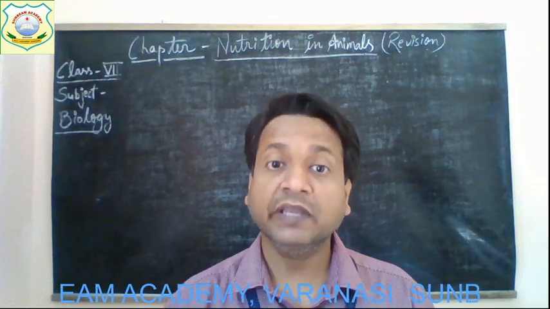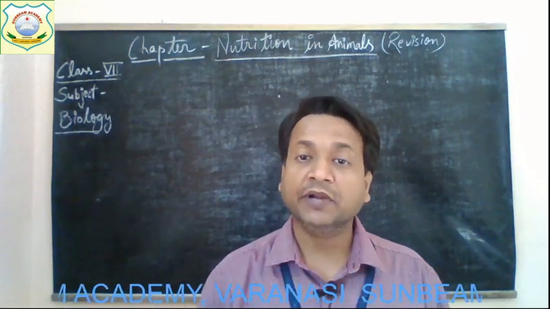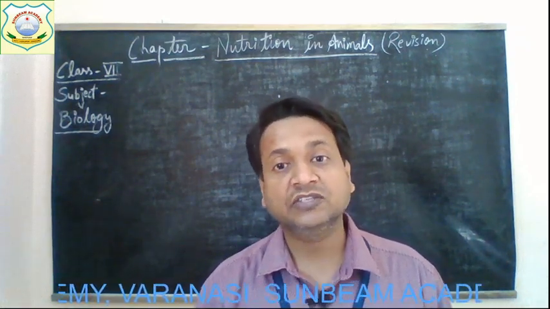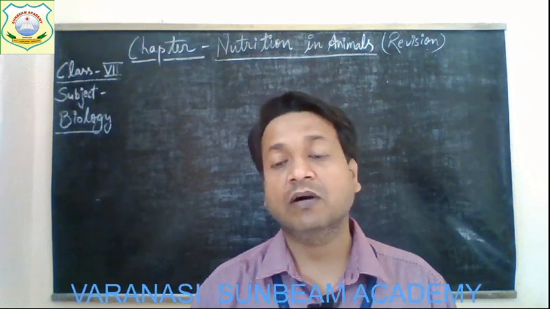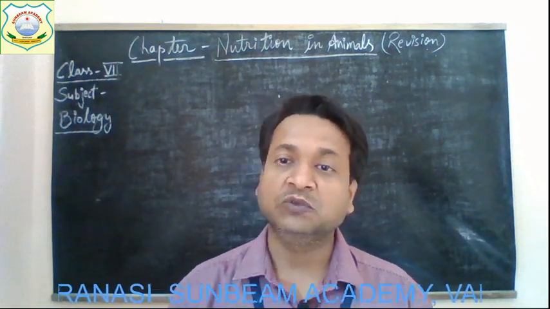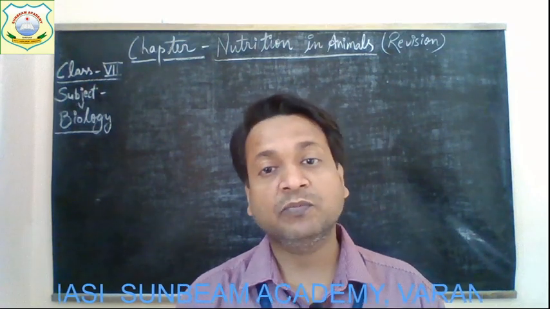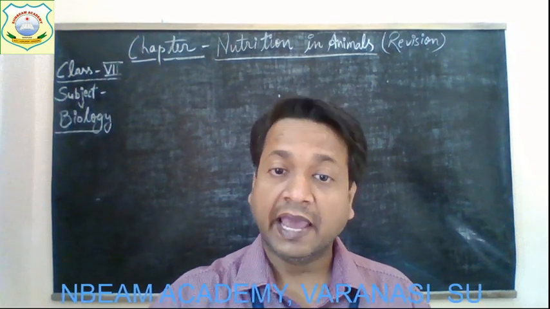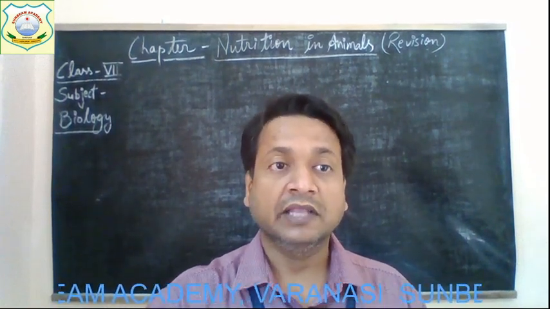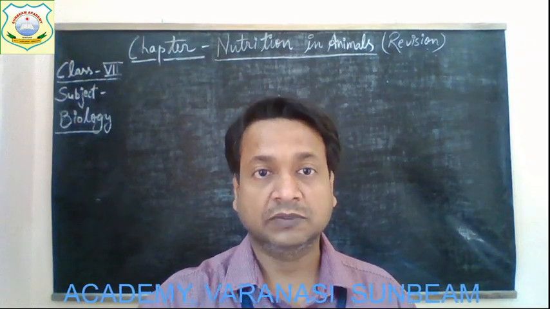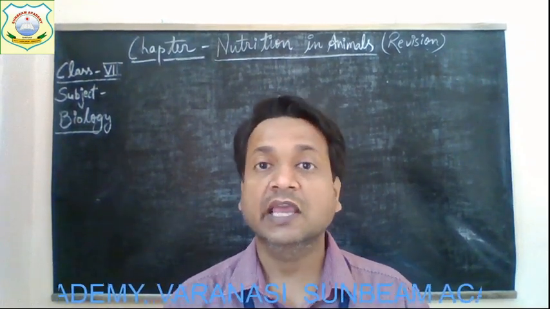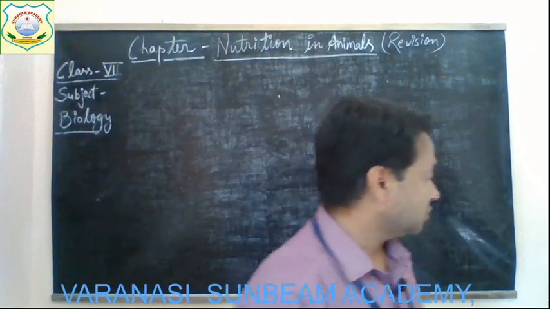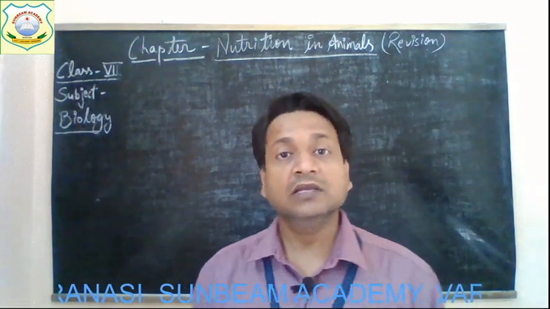The food we eat first has to be broken down into small particles. These particles are then changed into simple soluble forms which the body cells absorb, and then the food provides nutrients. Now, there are different steps involved in the process of nutrition in animals, and I'm going to discuss those processes one by one.